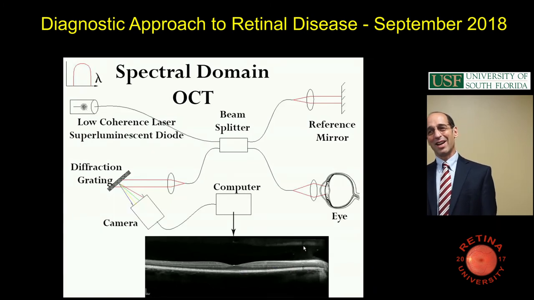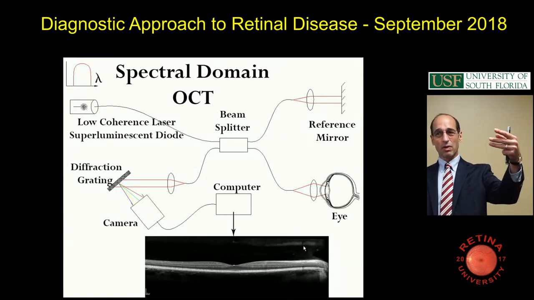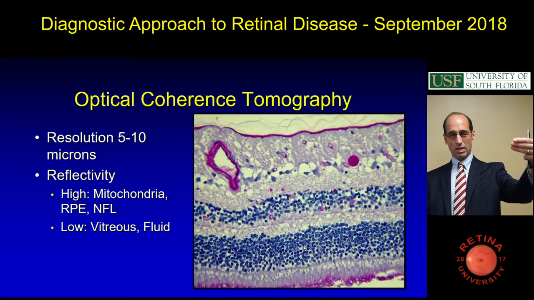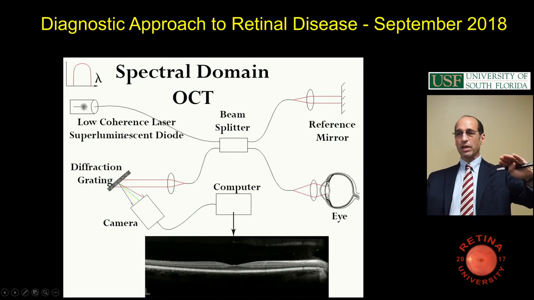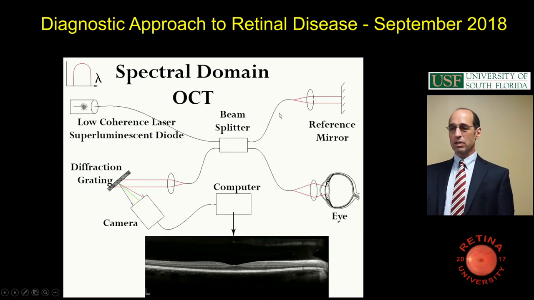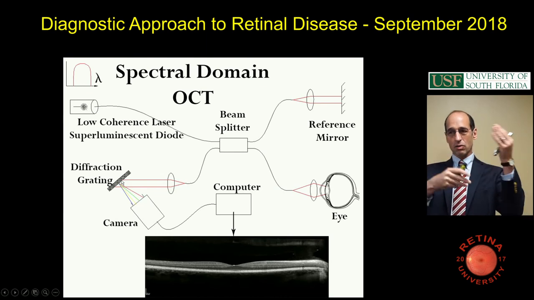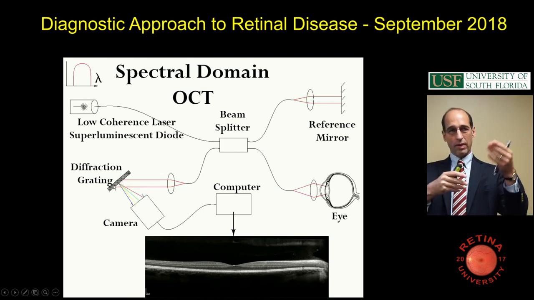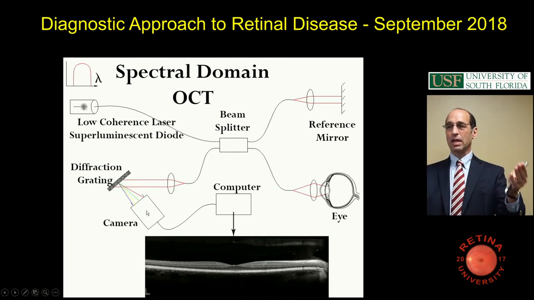So spectral domain has a low coherence laser. It's a superluminescent diode, which does sort of a spread spectrum. And then that reflects, all the OCTs go to a reference mirror into whatever you're imaging, and then it merges the image back. It does sort of a diffraction because your wavelengths shift a little bit, and then you dissect it with a camera.